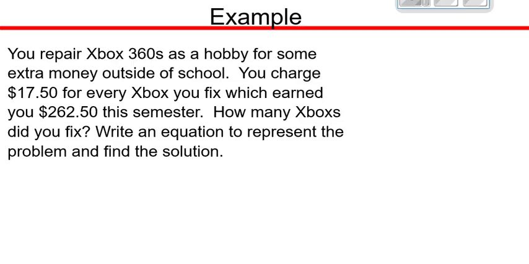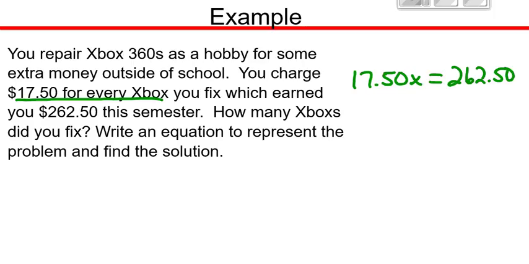All right, last one. You repair Xbox 360s as a hobby for some money outside of school. You charge $17.50 for every Xbox. So $17.50 per Xbox. So 17.50x, and you earned a total of $262.50. How many Xboxes? So they want to know how many. So x is the number of Xboxes.